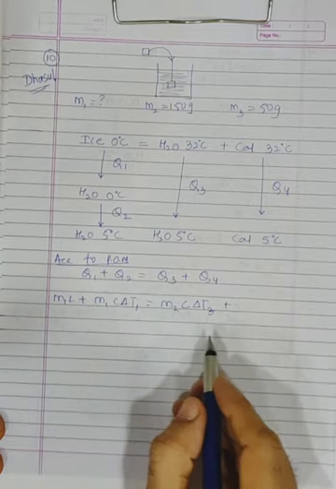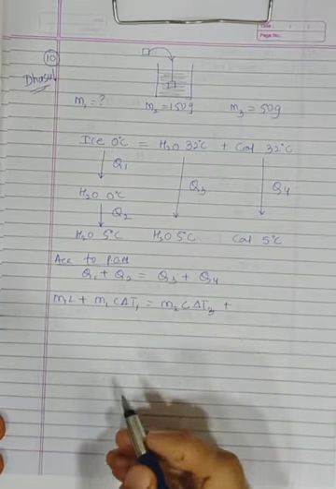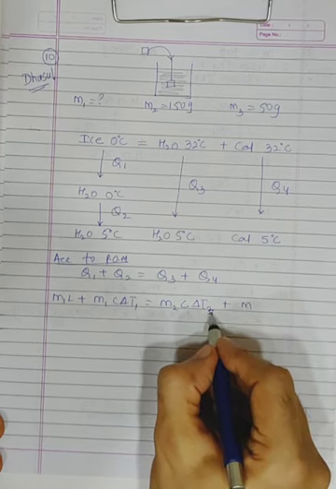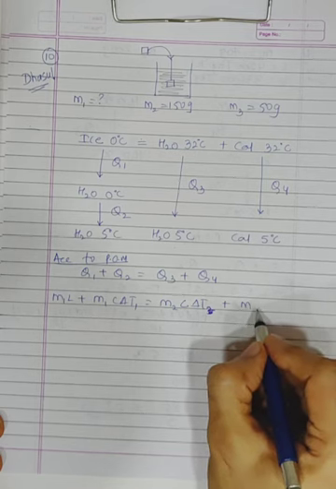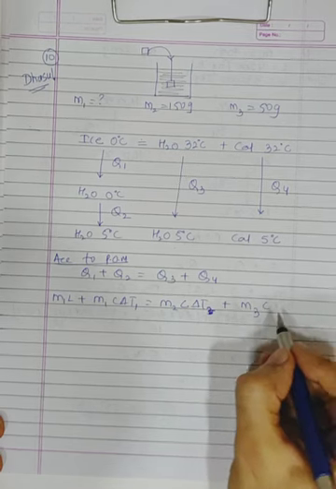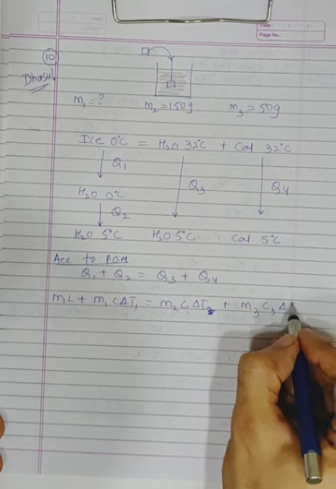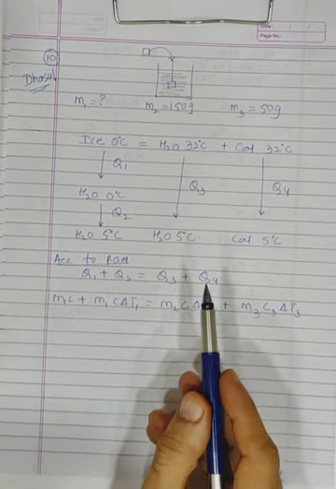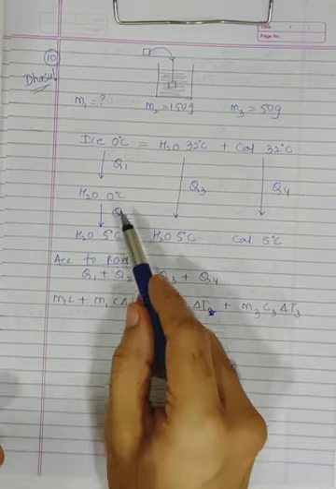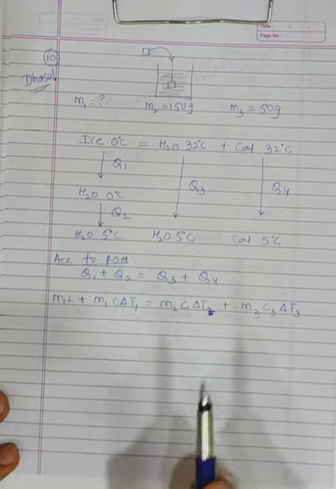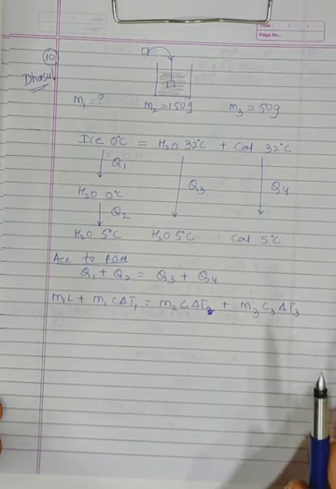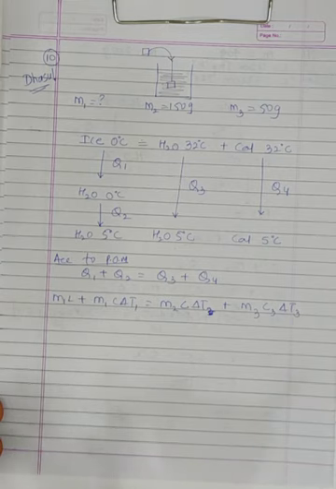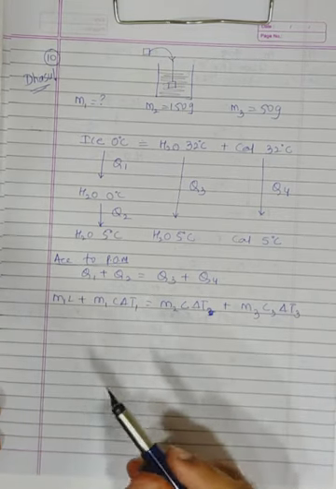Plus, I can write 2 only, sorry, I don't need 3. Plus M3C3 delta T3. This is C of water, this is also C of water, so I'm writing it as C only. Guys, look, now this substitution is very important. These are all 5 mark problems. They come for 5 marks in section 2, 4 to 5 marks, sometimes 6 also.